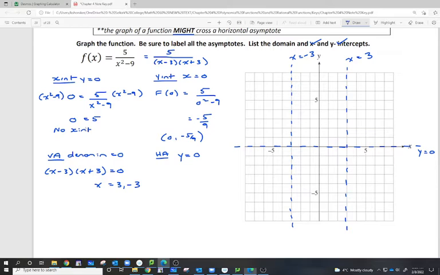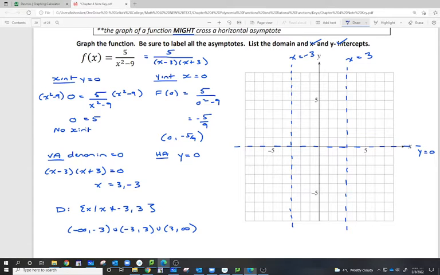Okay, before I go on, because I forgot this morning, don't forget to do your domain. I mean, the domain is super easy. It's the set of x such that x cannot equal negative 3 or 3. Or you could do that in interval notation, which I'd prefer not to, but negative infinity to negative 3, negative 3 to 3, and 3 to infinity. Don't forget to answer all the questions.